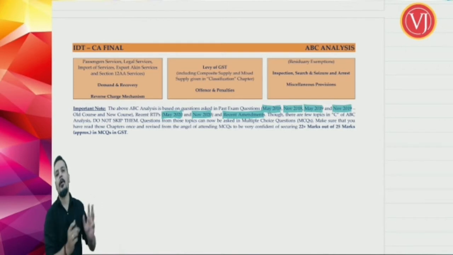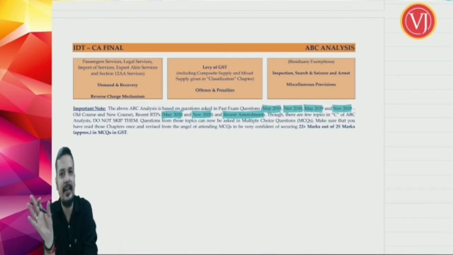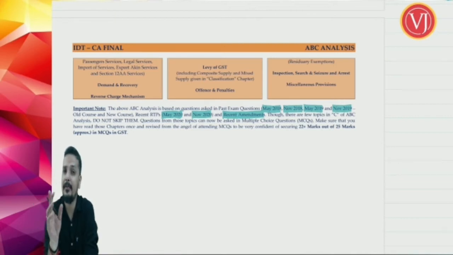A, the most important areas of the chapters, B, important areas of the chapters, and C, the least important areas of the chapter. And one more thing, friends, when I tell ABC, it is not that you are going to focus only on A part and B part.